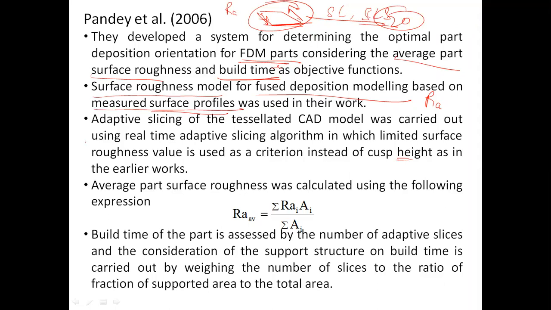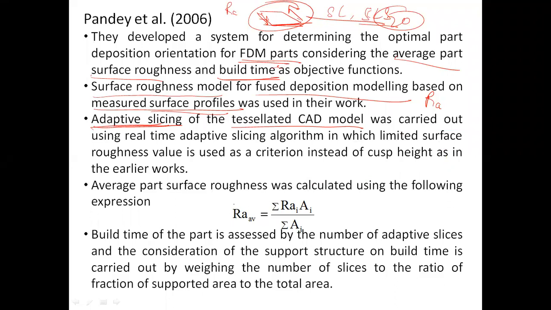Secondly, he also incorporated adaptive slicing for the tessellated CAD models. He adopted the adaptive slicing concept. Now, in the adaptive slicing concept, there has to be a limiting surface roughness value criterion, because if you take cusp height as the criterion for adaptive slicing, you will get different cusp heights, and different cusp heights mean different surface roughness. So it becomes very difficult to select the optimal surface roughness that you will take.